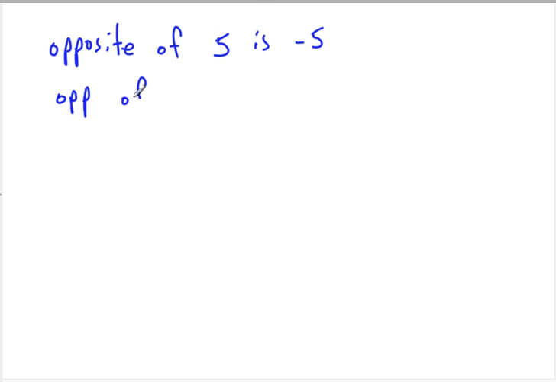So the opposite of a number, 5 for instance, the opposite of 5 is negative 5. The opposite, and I'll just say OPP, the opposite of a negative number, like negative 6, would be positive 6. But we don't really write positive 6. We just write 6.